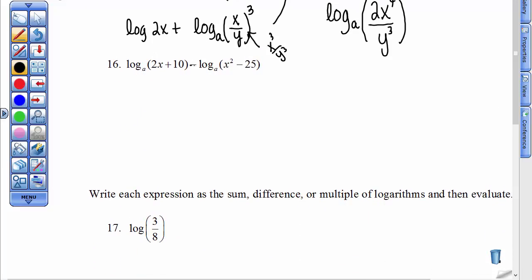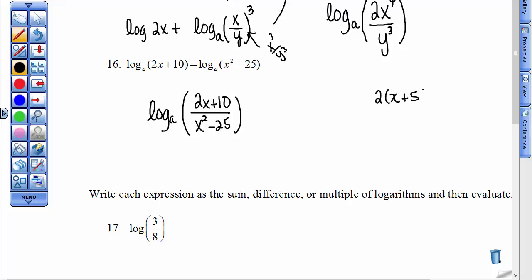So it's got a minus sign, so they want us to write it as a division problem, a single logarithm. So they want us to write this as 2x plus 10 in the numerator and x squared minus 25 in the denominator. And the base is a. Whatever you do, don't stop there. You know how to factor algebraic expressions. This is a rational expression. I would expect you to recognize that there's a greatest common factor of a 2 that can come out of that, and you'll have 2 times x plus 5, because that's equal to 2x plus 10.